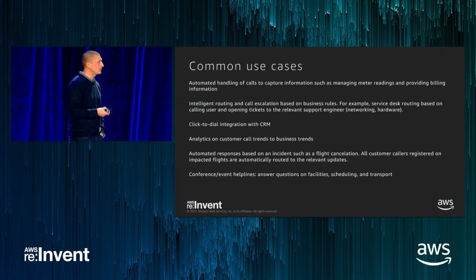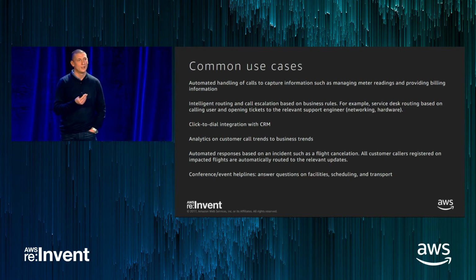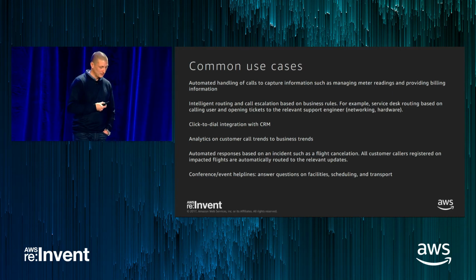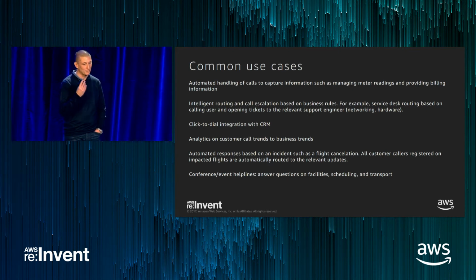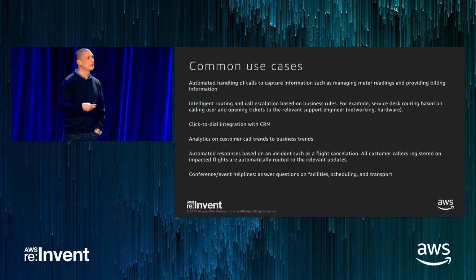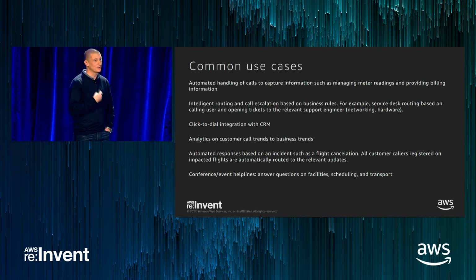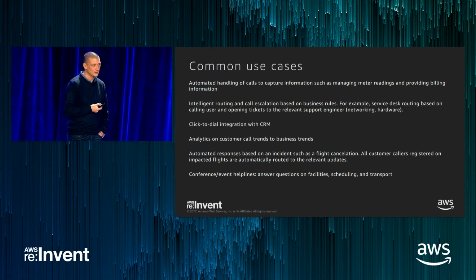So what are common use cases that you might need for this? Well, if you think about it, there's quite a few common interactions that you could automate. I've been working with some customers in the utility industry, managing meter readings and automating the providing of billing information. For service desks, it's really useful to have intelligent routing based on the calls to route people to the correct support engineers.